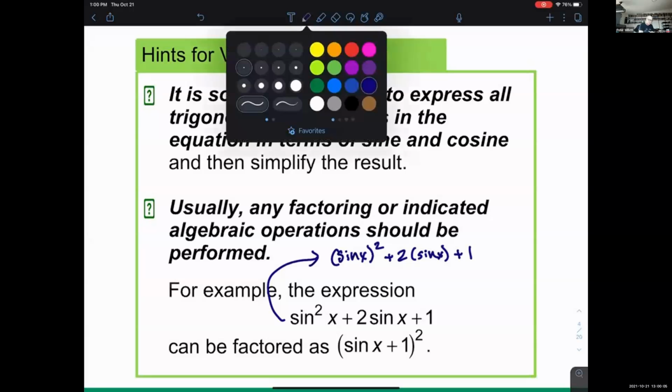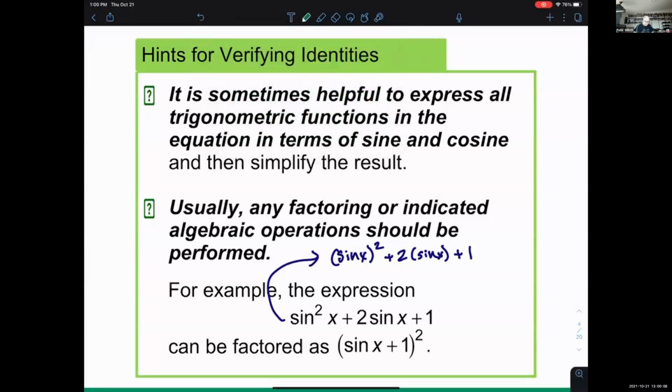And then you can compare this by thinking about, well, what if this sine x function was just a variable like u?